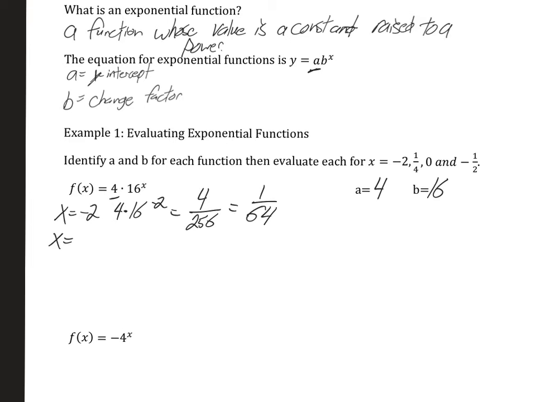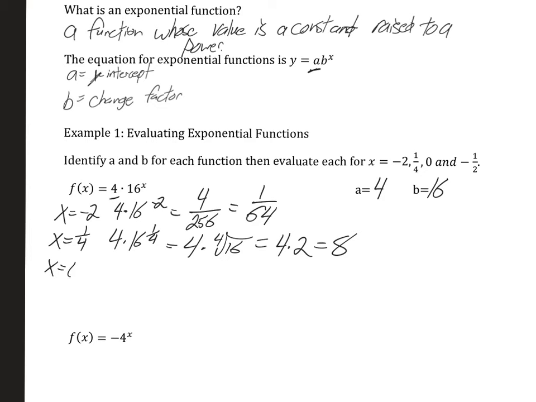Now let's try that again with 1/4. So we have 4 times 16 to the 1/4 power. Thinking about this, the 1/4 power is just the 4th root of 16. So let's think about this. What times itself 4 times gives me 16? 2 times 2 times 2 times 2. So I have 4 times 2. 4 times 2 is 8. So when x is 1/4, then the answer is 8.